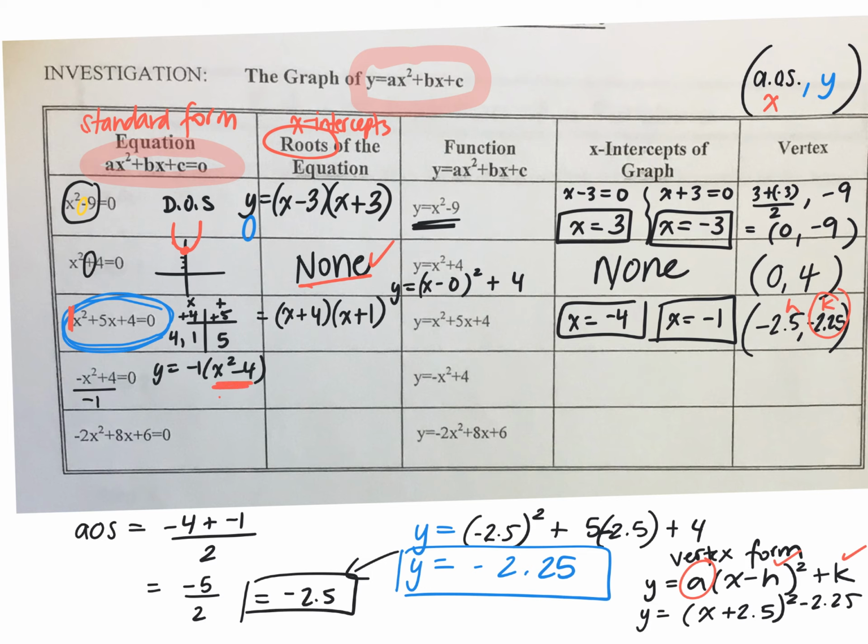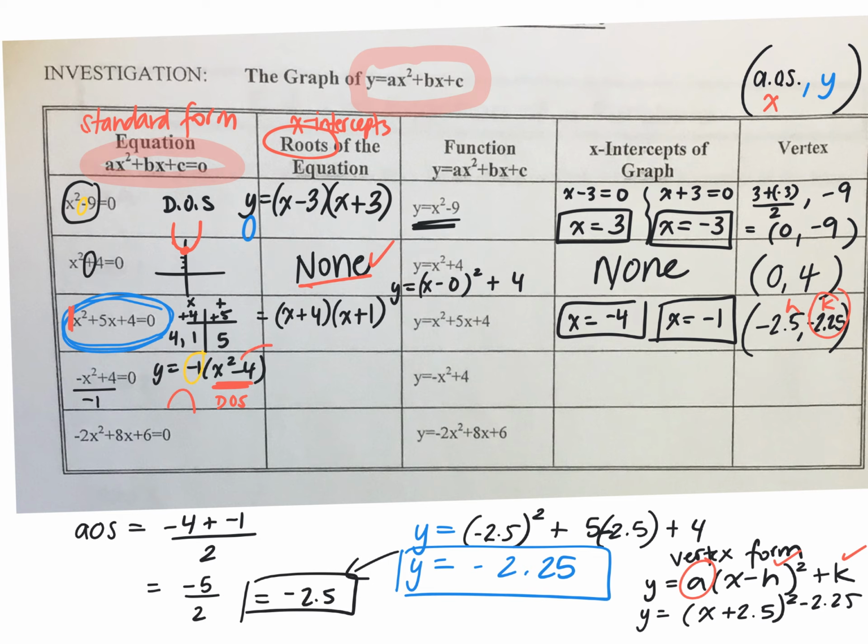So now that's a difference of squares. But the equation is y equals negative 1 bracket x squared minus 4. I've factored out the negative. So will this parabola open up or down? Down. It has a negative 1.